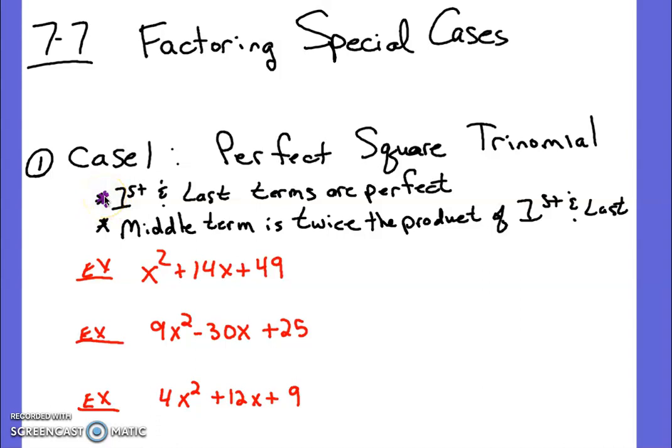Here are some examples. Look at all of them. There's a 1 right there, and there's a 49. Those are both perfect squares: 1 times 1, 7 times 7. That's a 9, that's a 25: 3 times 3, 5 times 5. That's a 4, that's a 9: 2 times 2, 3 times 3. So the first and last terms are perfect. Check. It's also a trinomial, so check on that for all of them. They're all trinomials. And then the middle term is twice the product of the first and the last.